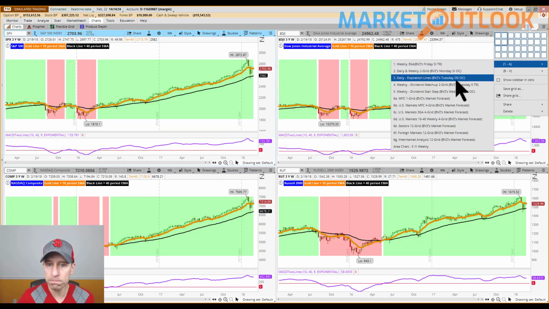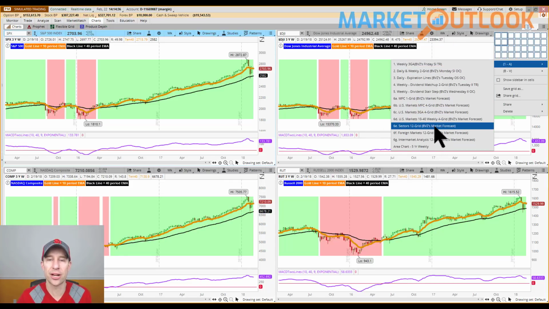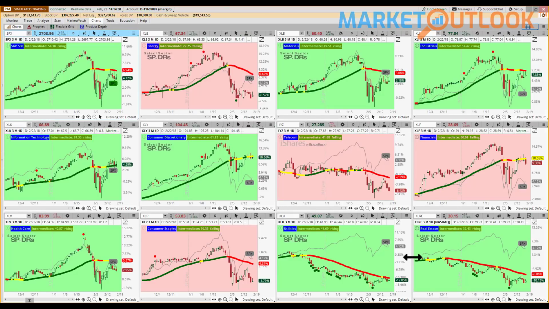Moving on now to our sectors 12 grid. And remember, on the sectors 12 grid, I do have to turn off that camera feed so that way you guys can see each and every one of those 12 charts there in front of you. So let's take a peek at what's going on here.